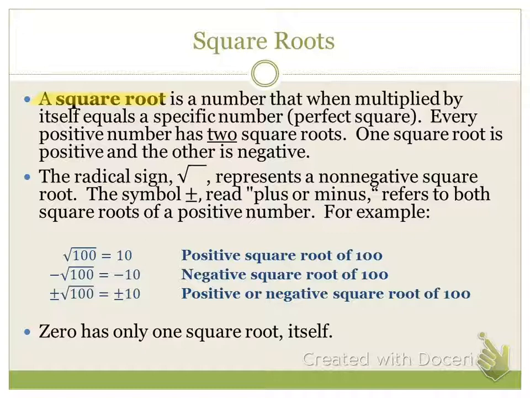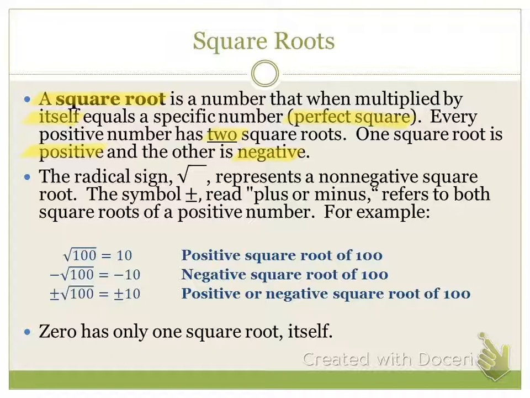A square root is a number that, when multiplied by, here's a key word, itself, equals a specific number. And that is what we know to be a perfect square. Every positive number has two square roots. So how many square roots does it have? Two. Both the positive and the negative version of that number, okay? And I'll show you in a second how we're going to show that. So every number has two square roots.